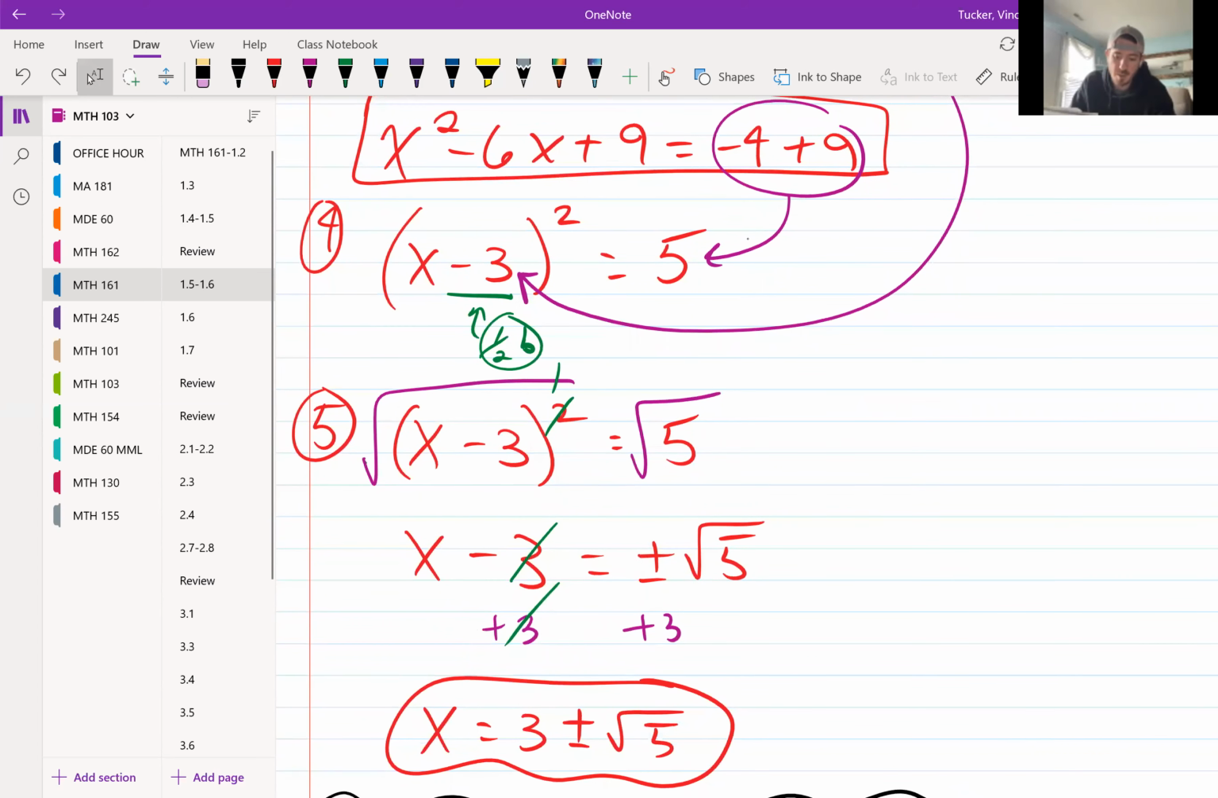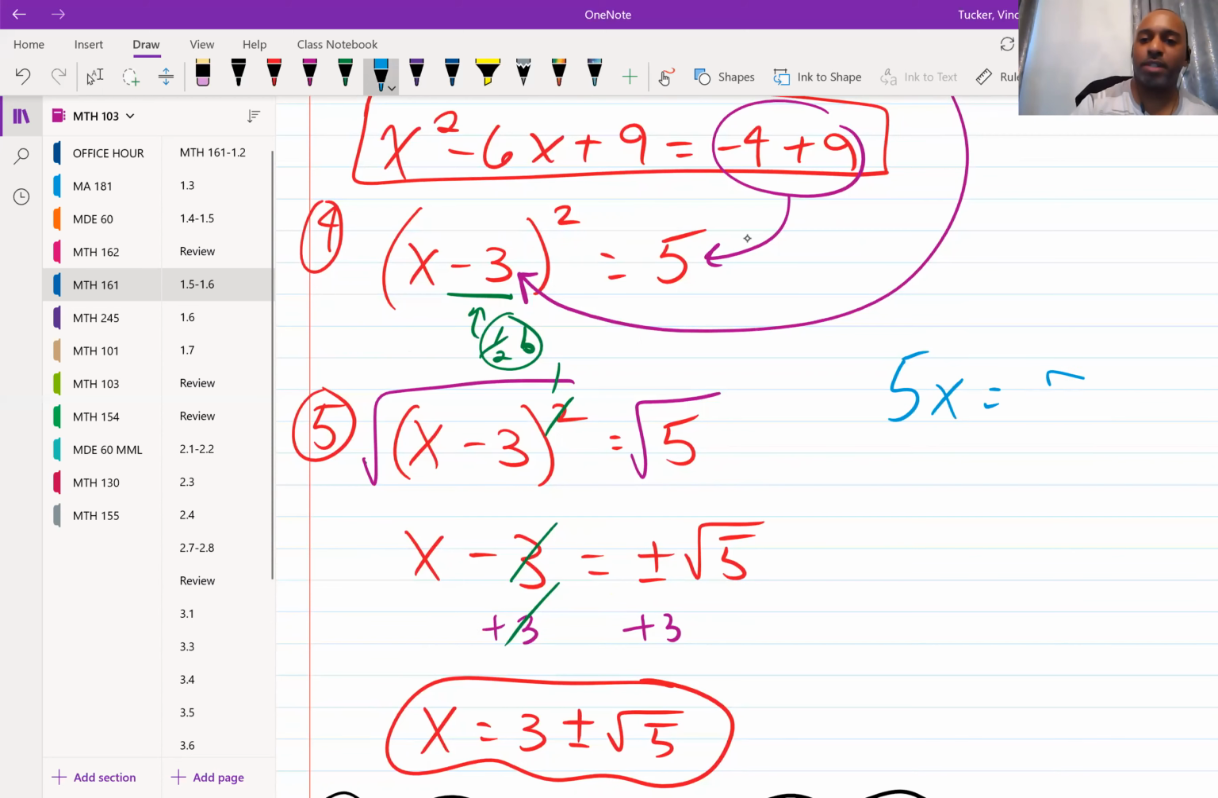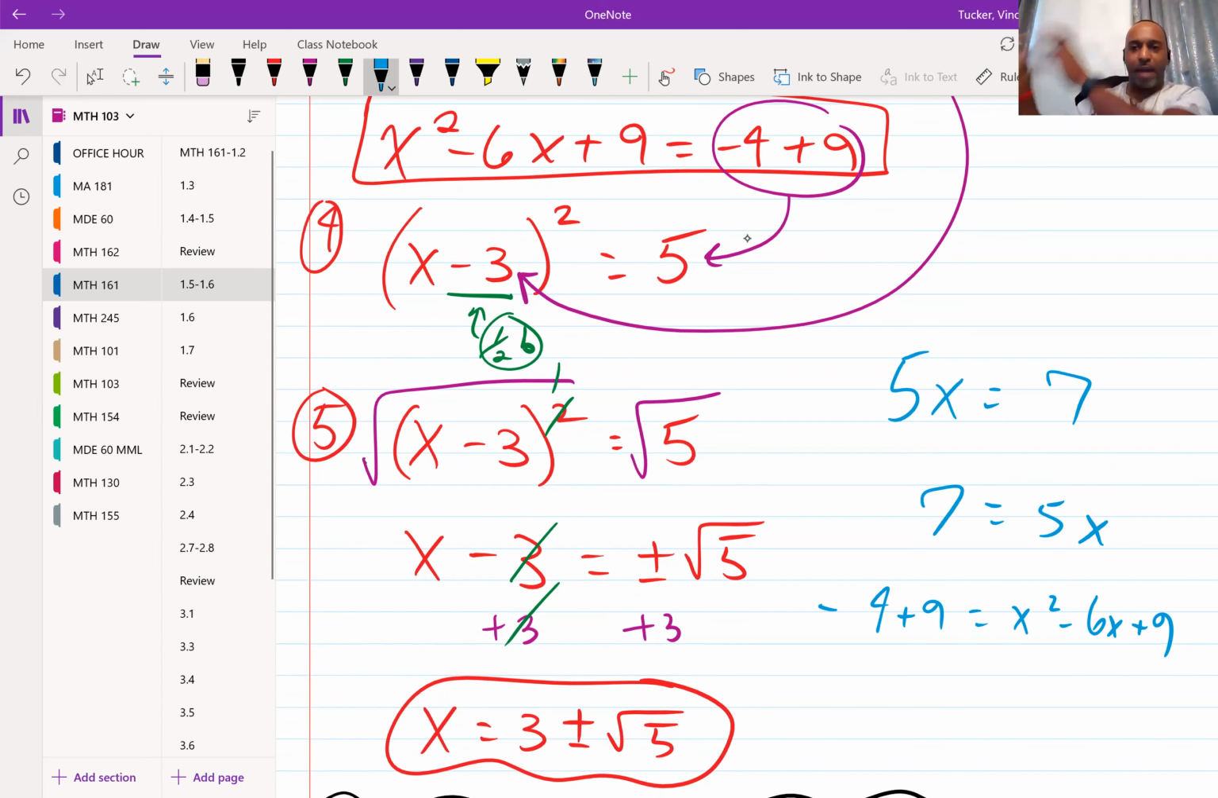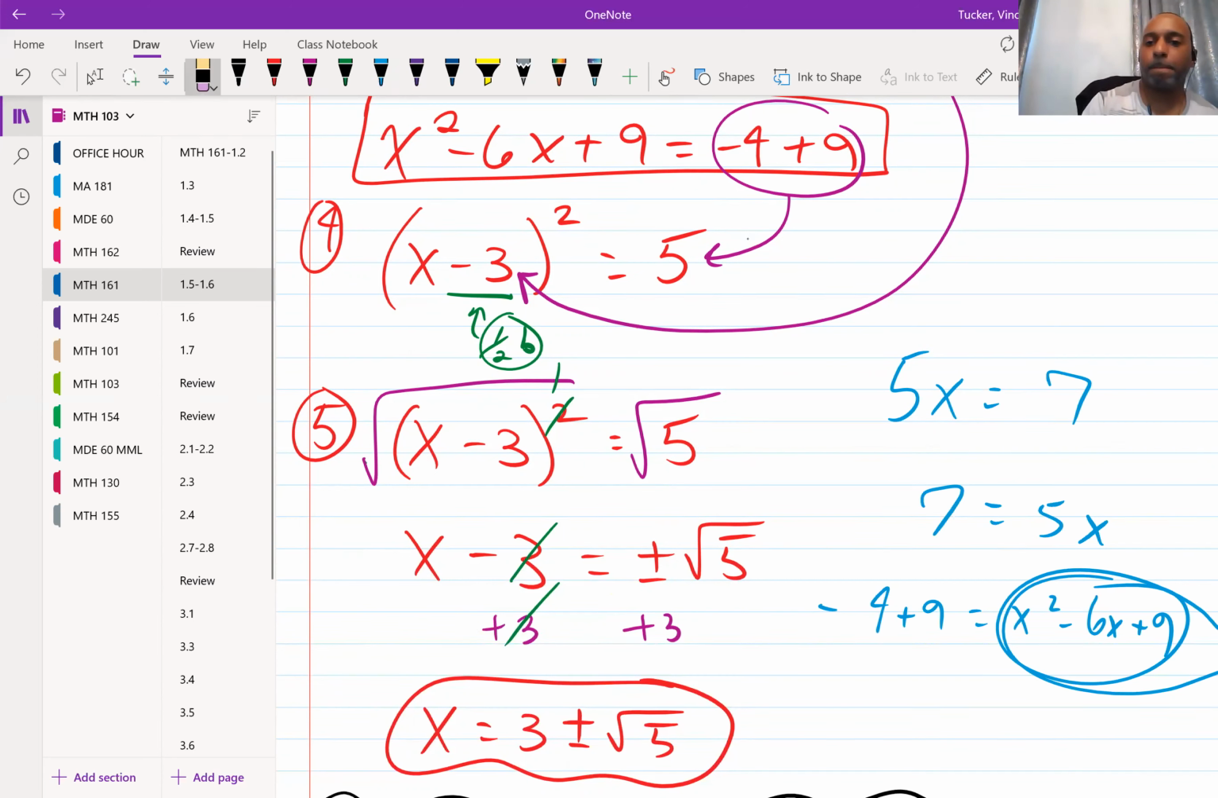Are you always going to be factoring the left side and simplifying the right, or can it be written the other way? You can do it the other way. Of course you can. Because basically, if you have 5x equal to 7, 7 equal to 5x, that's still the same statement. So you could have had -4 plus 9 on the left, and then x squared minus 6x plus 9 on the right. It's just that, that means you would have been factoring what's on the right and simplifying what's on the left, because your trinomial is over here now. But yeah. Okay.